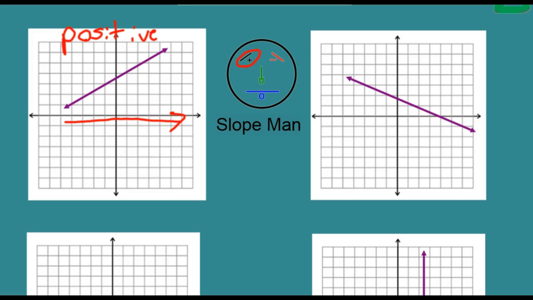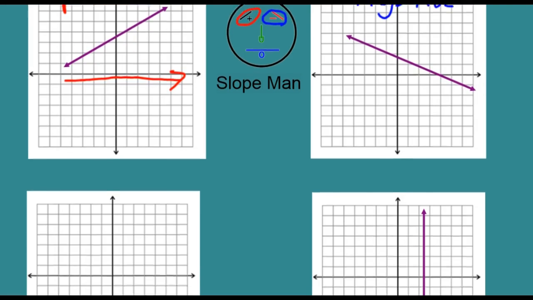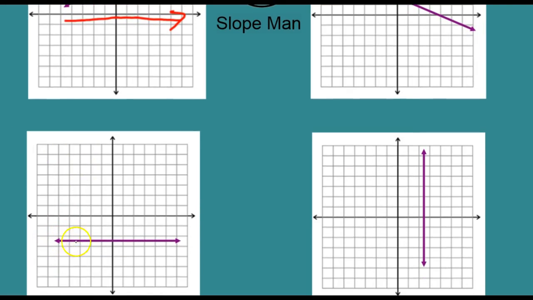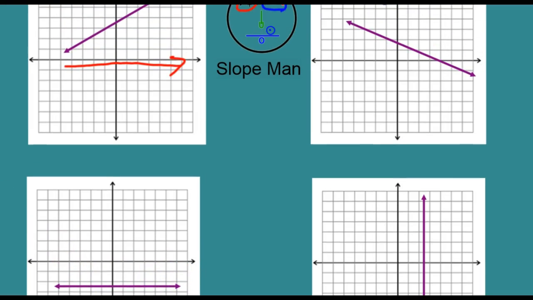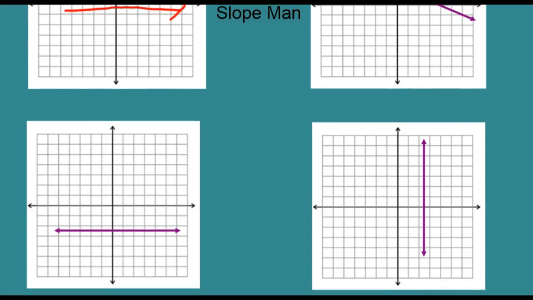Here, if we're going left to right, our line is going down. If our line is going down, on the slope man, that means it's negative. On this one, we have our line going straight across. On our slope man, that's his mouth. And right underneath his mouth, that little circle there means 0. So this one, slope is 0.